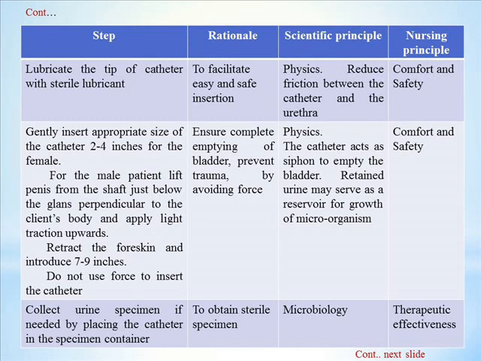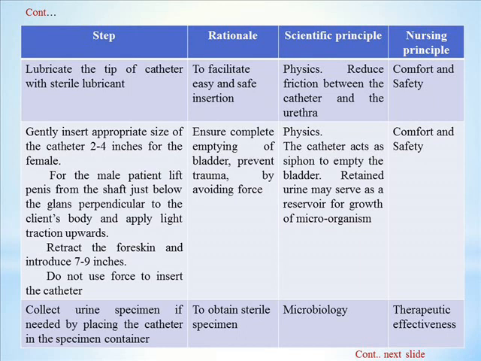Then gently insert the appropriate size of the catheter 2 to 4 inches for the female. For the male patient, lift the penis from the shaft just below the glans, perpendicular to the client's body, and apply a light traction upward. Retract the foreskin and introduce 7 to 9 inches. Do not use force to insert the catheter. Here we have to remember the size: for the female we introduce 2 to 4 inches of the catheter only, and for the male it is 7 to 9 inches.